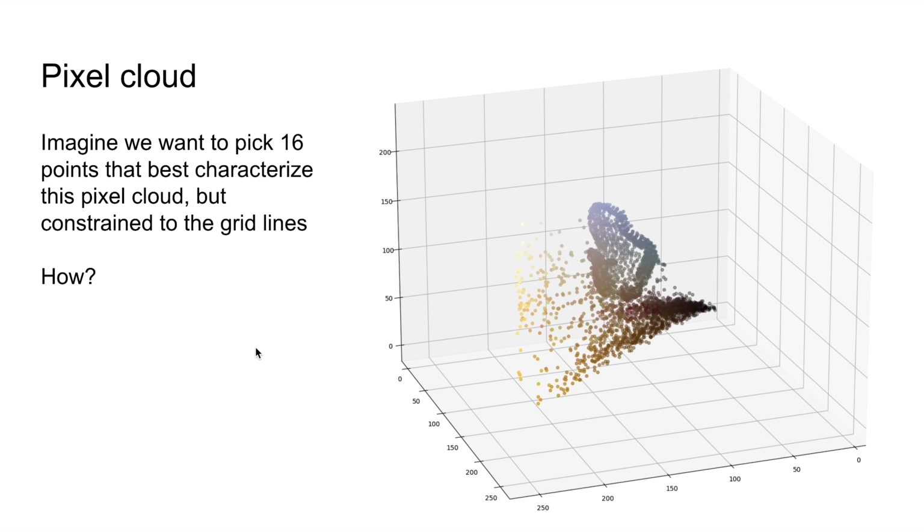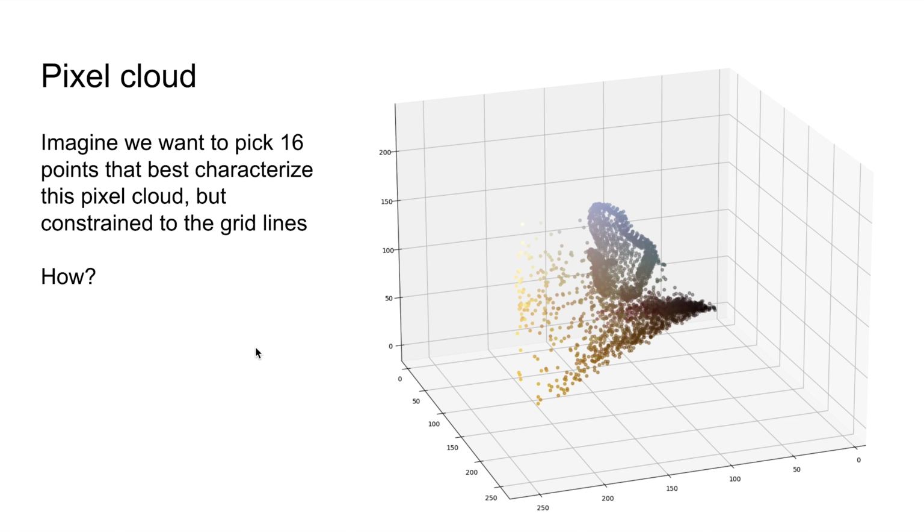So what does that mean? Here's a picture. What I've shown here is I've taken a set of points from some image, and then I've graphed them in three-dimensional RGB space. So the coordinate axes are given by the red, green, and blue color values. And we can see there's some structure here. There are clusterings of different colors.